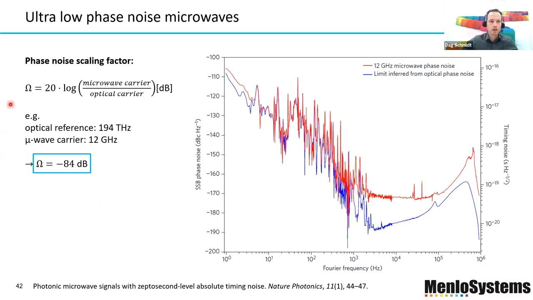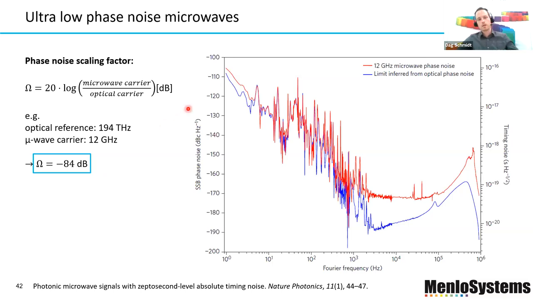And if you do the calculations here, there's a phase noise scaling factor. So the phase noise is scaled down by this factor, the microwave carrier over the optical carrier, 20 times the logarithm of that in dB. So for example, if you have an optical reference at 194 terahertz, which is 1542 nanometer, and you want a microwave carrier at 12 gigahertz to derive from that, the phase noise is down converted by 84 dB. So 8 orders of magnitude, which is quite impressive.